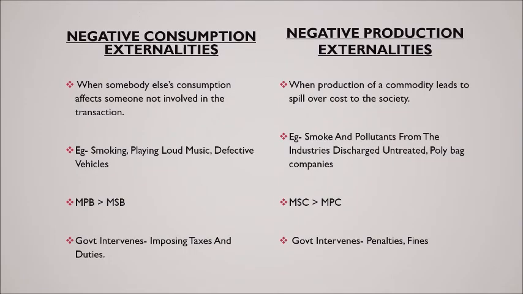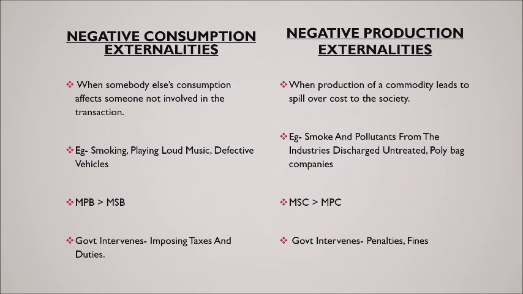So to summarize, the negative consumption externality is when somebody else's consumption affects someone who is not involved in the transaction. Examples can be smoking, playing loud music, defective vehicles. Here the marginal private benefit is more than the marginal social benefit. The government intervenes by imposing taxes and duties.